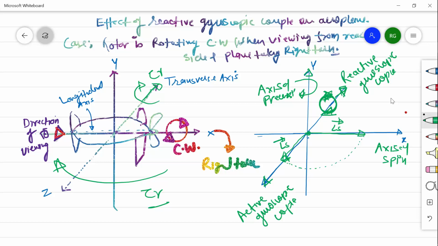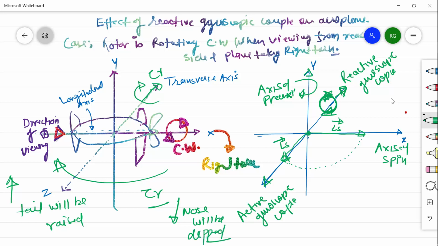So we can say the tail will be raised and the nose will be dipped. So this would be your answer. If viewing from the rear side, the rotor is rotating in clockwise direction and the plane is taking a right turn, the effect would be that the tail of the plane would be raised and the nose would be dipped. So this would be your answer.